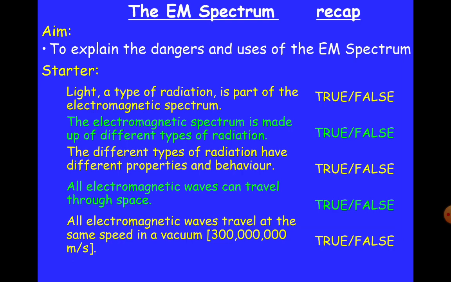Light is a type of radiation that is part of the electromagnetic spectrum. True or false? True. The electromagnetic spectrum is made up of different types of radiation. True. The different types of radiation have different properties and behavior. True. All electromagnetic waves can travel through space. True. All electromagnetic waves travel at the same speed, 3 times 10 to the power of 8 meters per second, or 300 million meters per second. True.